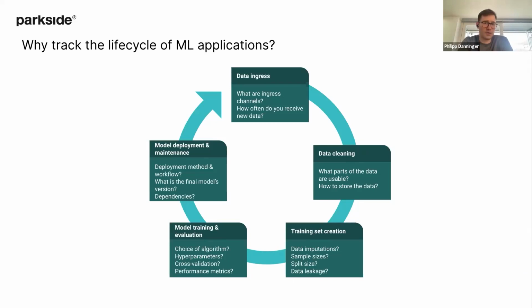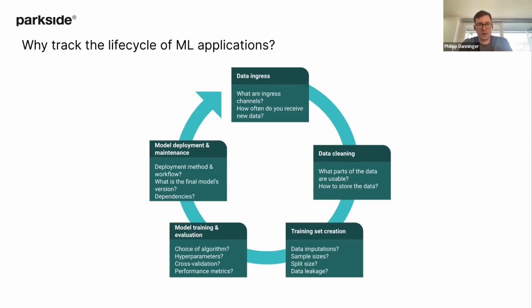What is the final version of our machine learning model? So on which version do we decide on? Is it good enough? Does it meet the customer's criteria or expectations? And with what kind of dependencies does this machine learning model come with? So of course, there could be more steps in between, and I'm sure that all of you can think of some of those as well.